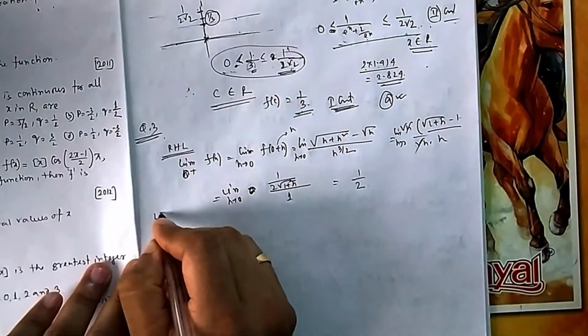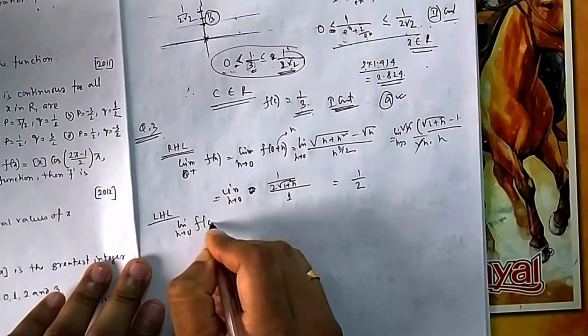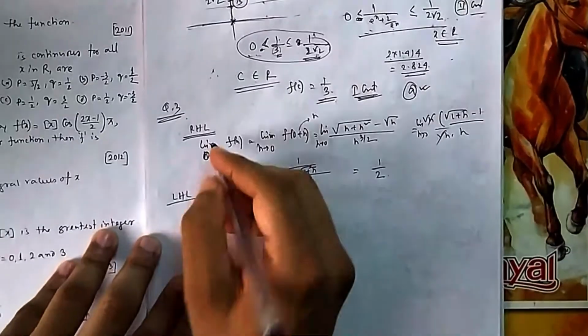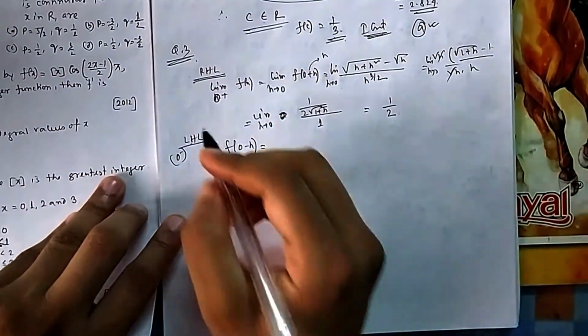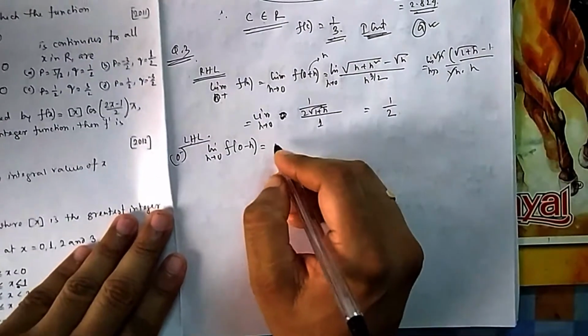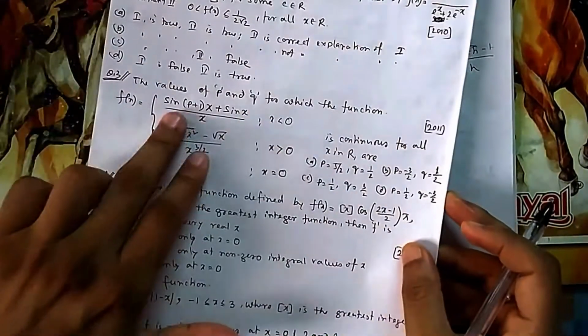So RHL is half. Now if you go for LHL, limit h tends to 0, I will be doing f of 0 minus h, because it is now 0 minus, that is, a little less than 0. So for a little less than 0, which function will you be using? For less than 0 we will be using this function.